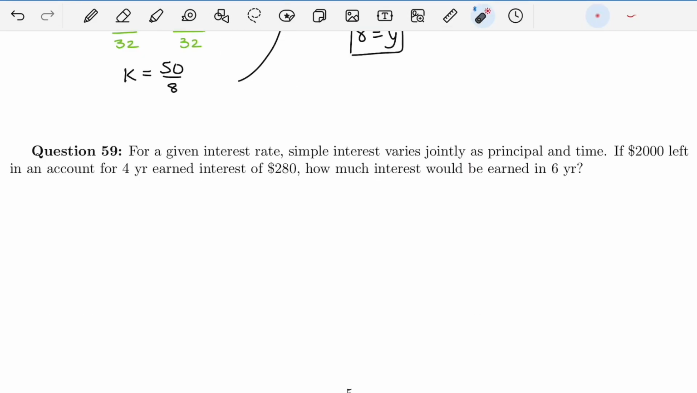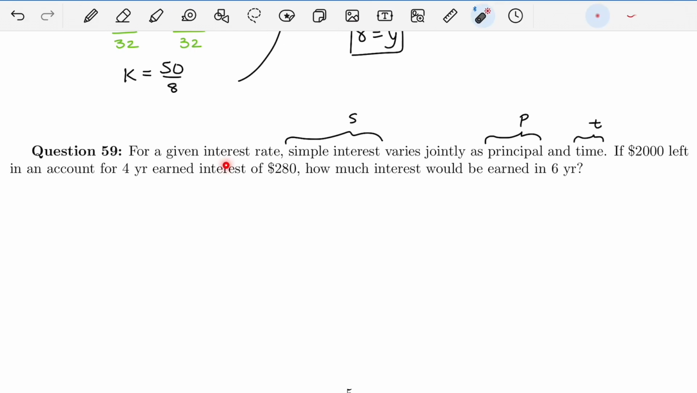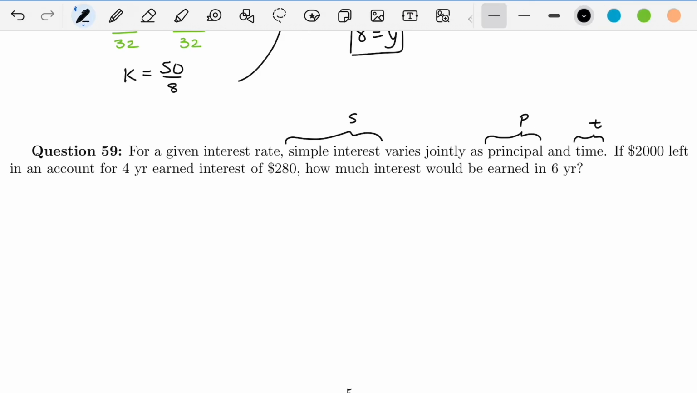All right, so for our last problem here, we're told that for a given interest rate, simple interest varies jointly as principal and time. So the first thing I'm going to do is assign variables to these guys. So let's call simple interest our S here. Our principal is going to be P, and then time is going to be given by T. So this means that for a given interest rate, S varies jointly as P and T. So let's set up an equation for that here. That means S is going to be equal to our constant of variation times our principal times our time.